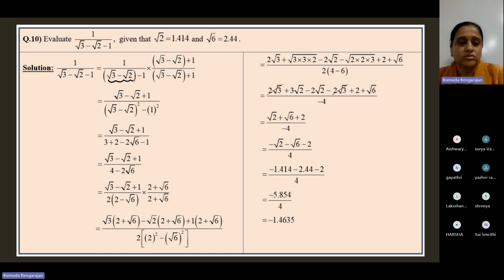Write these as it is: root 3 minus root 2, root 3 minus root 2, 1, 1. Here the connecting sign is minus. The conjugate will have a plus. That's the first step.